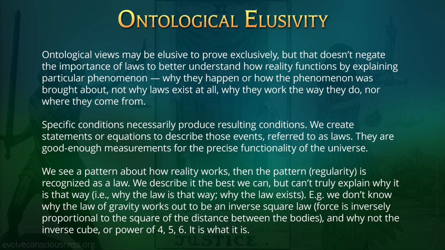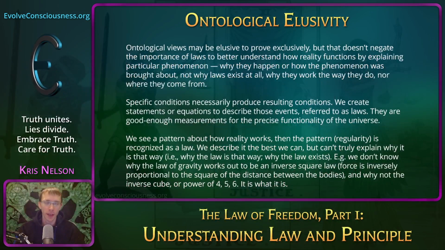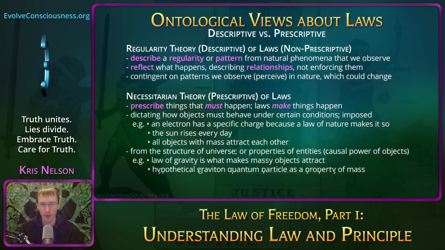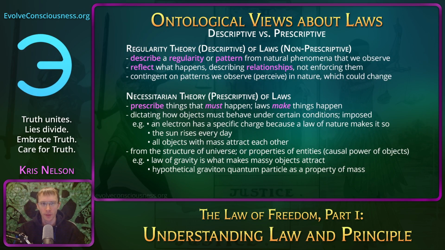And when we're talking about ontology, the nature of being of these laws of nature, there's elusivity to it. So I call this ontological elusivity. Ontological views may be elusive to prove exclusively, as in, can we prove that it's only the descriptive theory and not the prescriptive theory? Or is it only the prescriptive theory and not the descriptive theory? But actually, when we look at the prescriptive theory, it includes the descriptive theory.